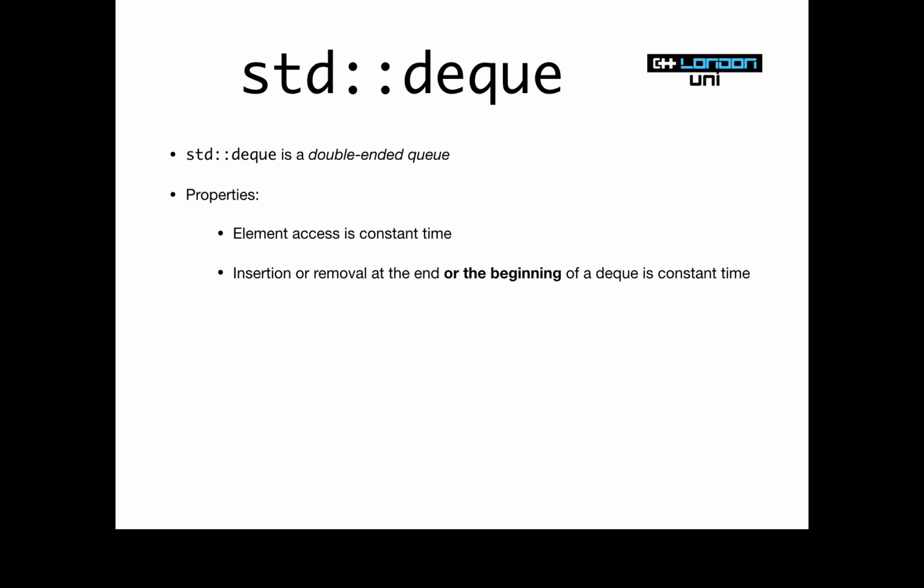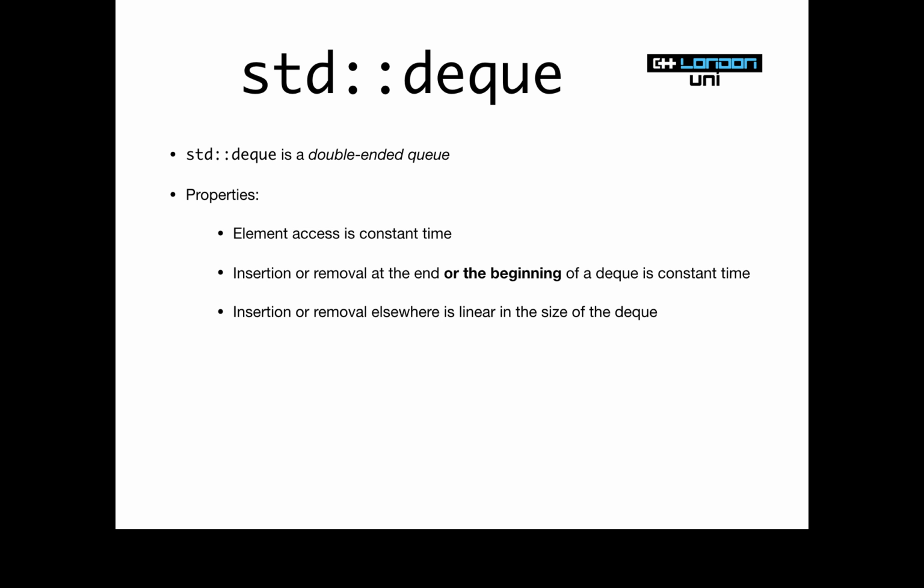As with a vector, insertion or removal of an element at the end is a constant time operation, amortized constant time. What deque also gives us is that inserting or removing something at the beginning is also a constant time operation. So with vector, it's only at the end. With a deque, we can insert at the beginning as well, quickly, in constant time. That's why it's double-ended.